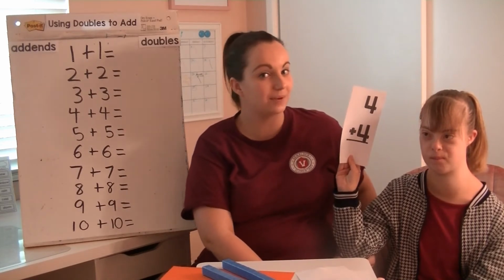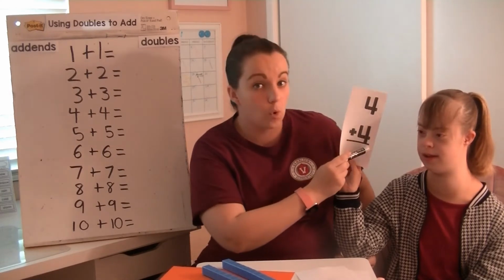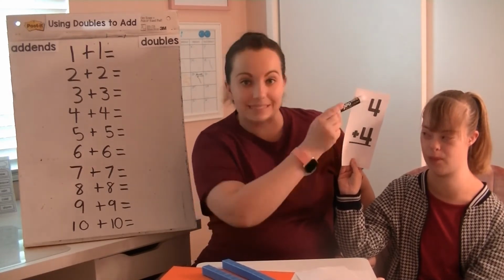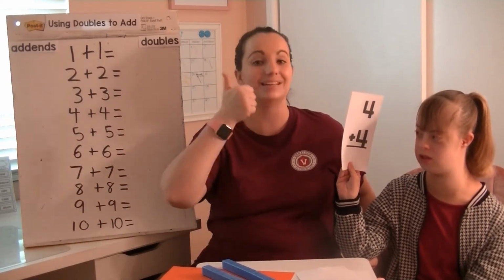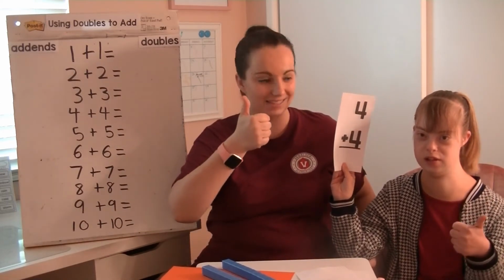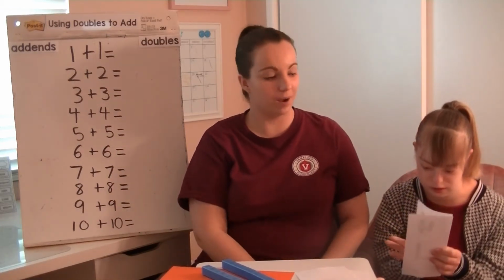Okay, hopefully you had some think time. Let's go ahead and check. 4 + 4, 4 and 4, that's the same number. The addends are the same, meaning yes, this is a doubles problem. Okay, one more to check, and then we're going to start solving some doubles problems.